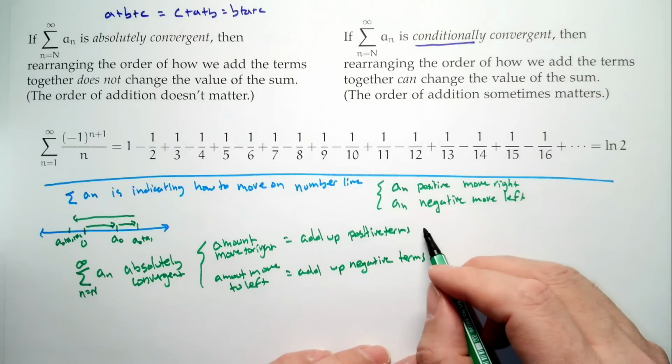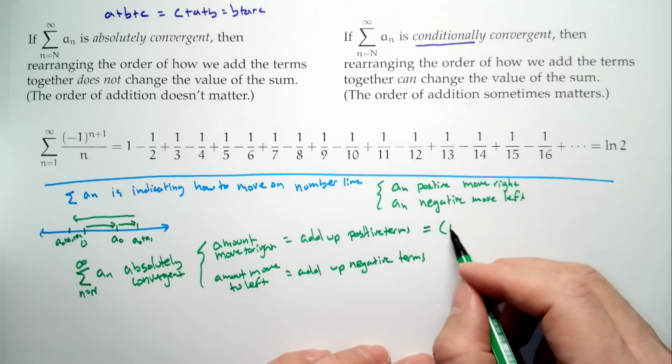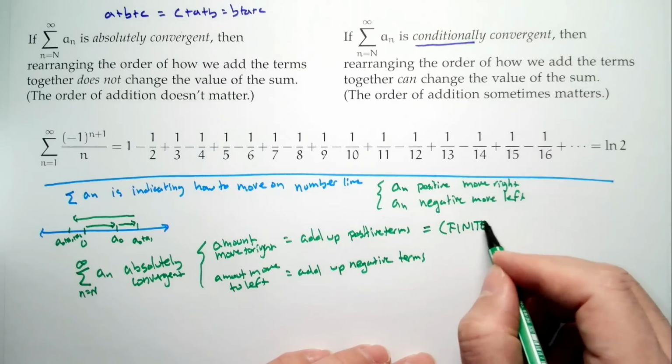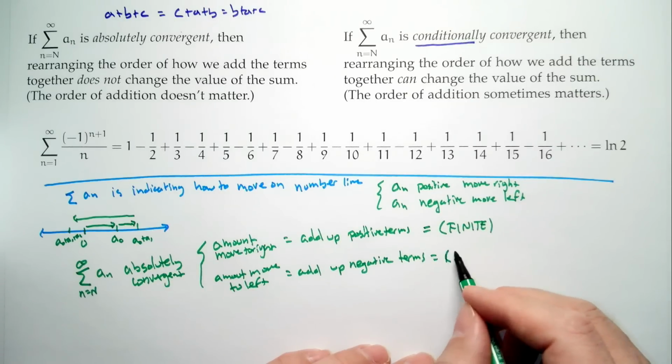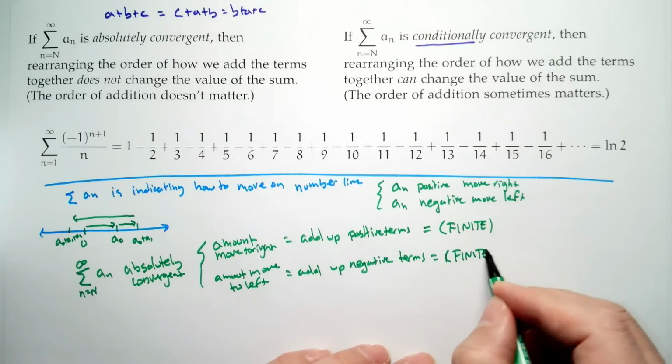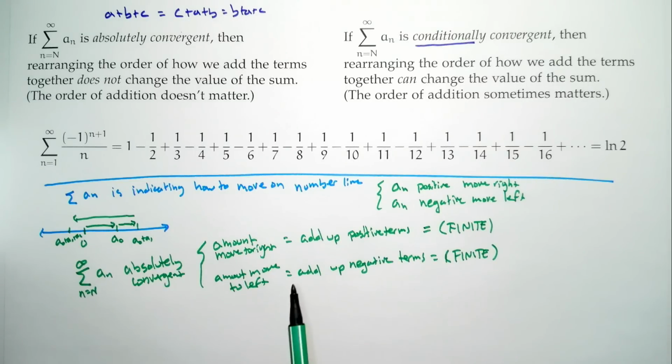And here's the important thing: when it's absolutely convergent, this thing is finite, and this part is finite. So the amount I move in either direction is a finite amount. And so at the end of the process, I'm only going to be moving a finite amount. I have only a small amount of wiggle room.